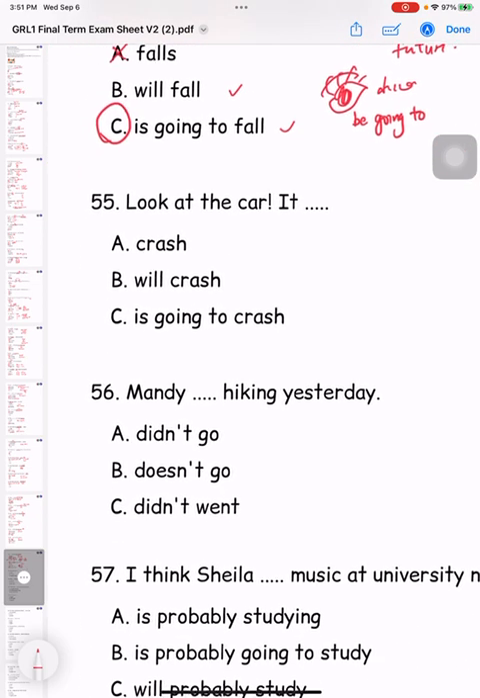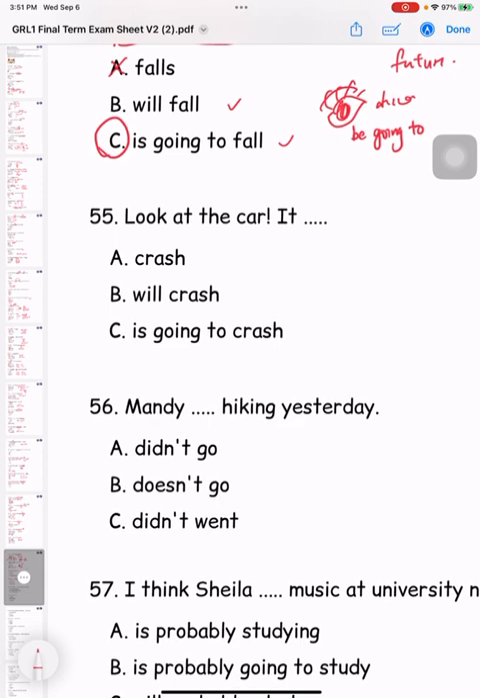Okay, 55. Look at the car. It will crash, it's going to crash. Same thing. You see something. Why? Because you say look at the car. That means you have already seen the car. You see the car and you make a prediction. So this is something in the future as well. So A is not the answer. Will crash or is going to crash. Same thing, you see something and you make a prediction. So you have to use be going to. So C is the answer.